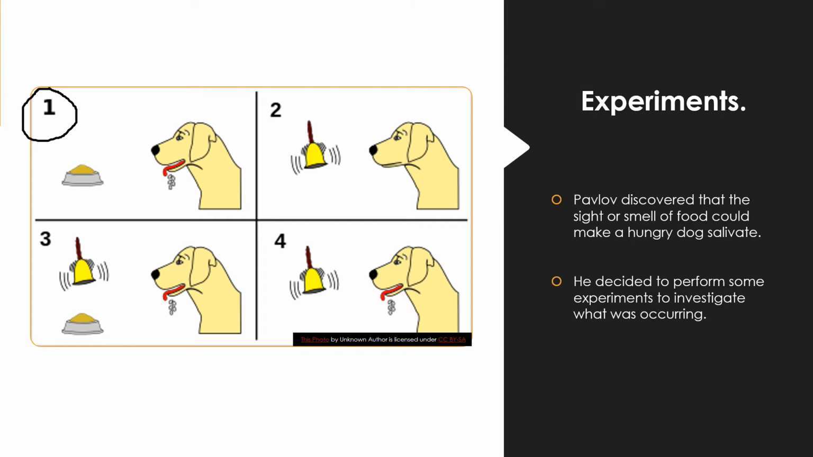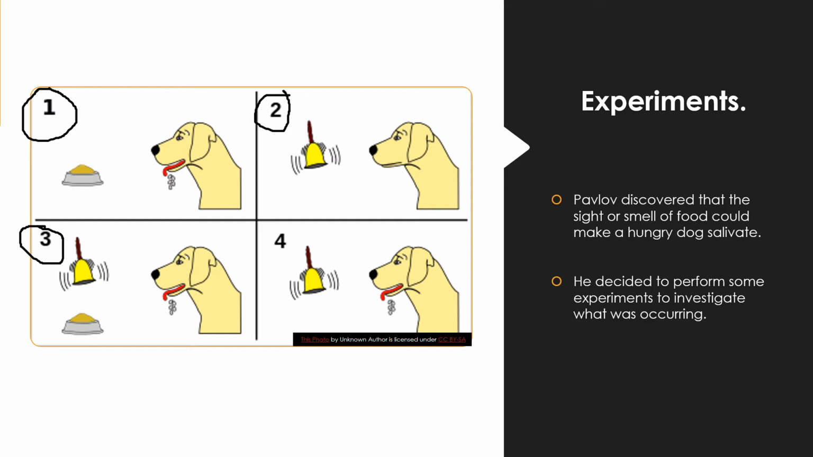Then for number 2, Pavlov would ring a tuning fork. You can see that there's no response by the dog. The dog just sits there, maybe listens to it. This picture shows a bell, but Pavlov used a tuning fork, the same type of idea. The dog does not respond to the tuning fork by salivating. For number 3, Pavlov would then ring the tuning fork and show the dog the food at the same time, and he did this a couple of times to get this in the dog's mind.